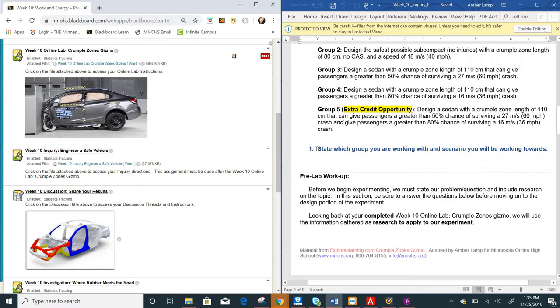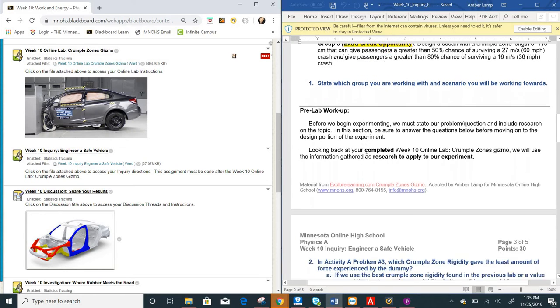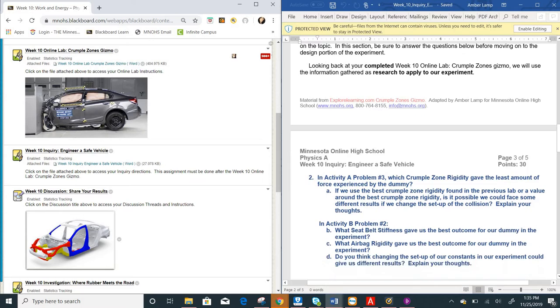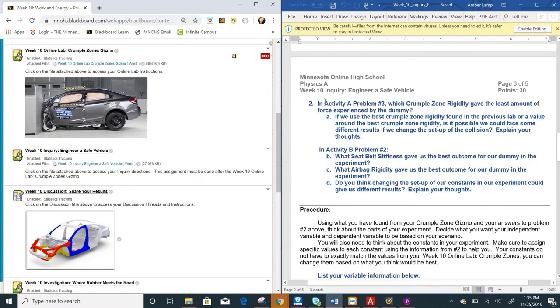Now you'll see blue. Anytime you see bolded blue, that's a question you need to answer. So this is something where you would state which group you're working with, so I know. Then you have a pre-lab workup, which is basically the research. This is where we have to open our week 10 online lab Crumple Zone Gizmo, and it tells you what problems in that to look at in order to know what information you're going to pull from that.